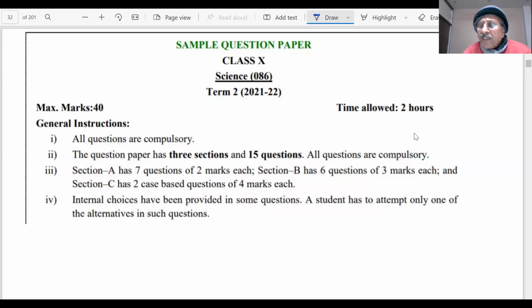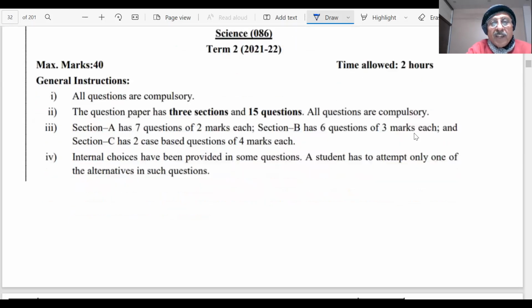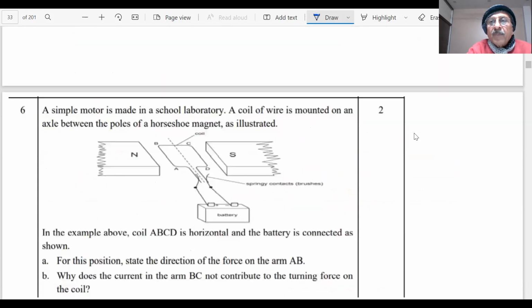As you already know, the general instructions have been explained by me in the previous video. Maximum marks 40, time 2 hours, all questions are compulsory. Section A has 7 questions, 2 marks each, section B 6 questions, 3 marks each, and section C 2 case-based questions, 4 marks each. Internal choices have been provided. A student has to attempt only one of the alternate questions. Okay, so let us begin the physics section.